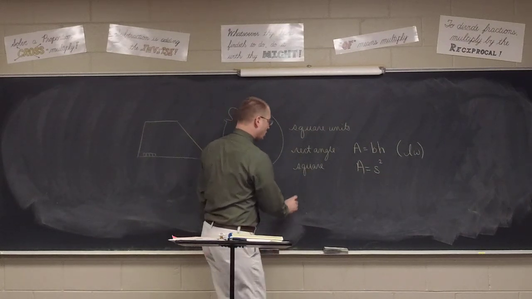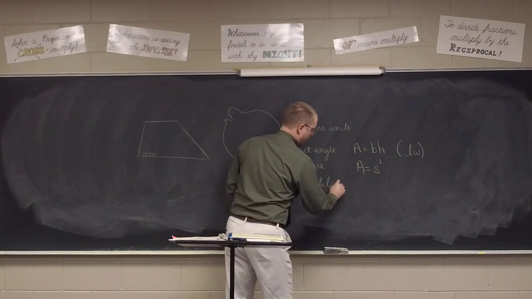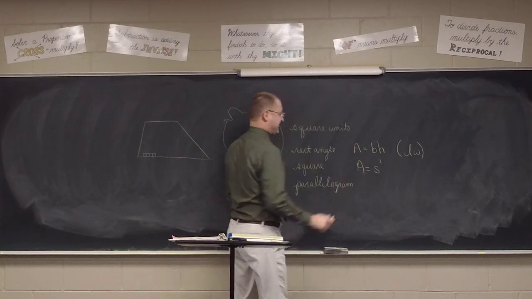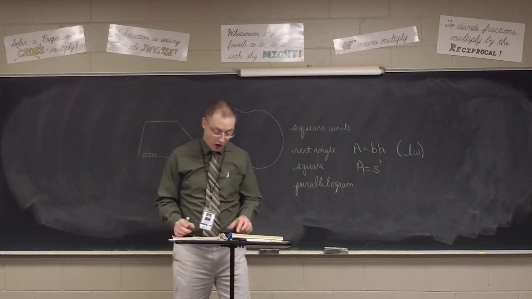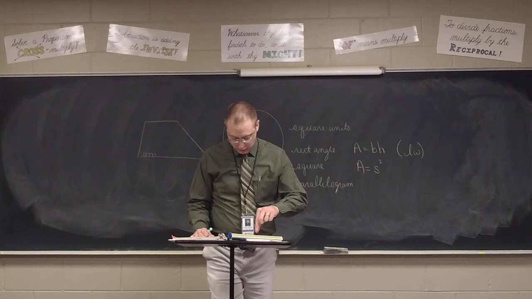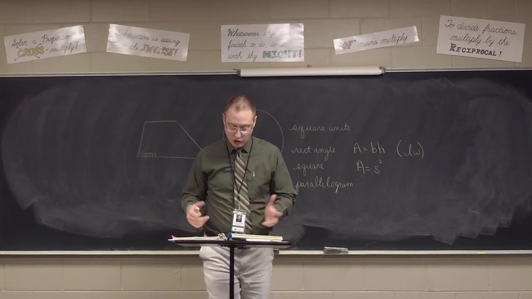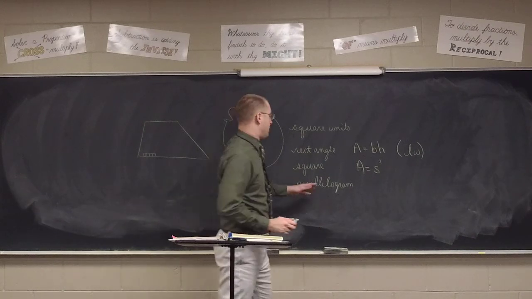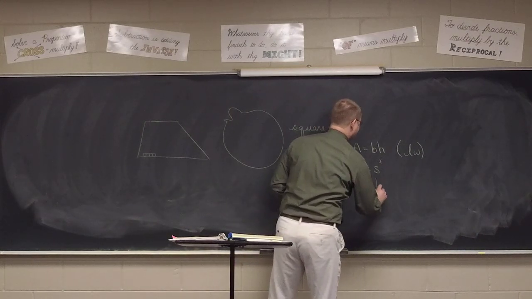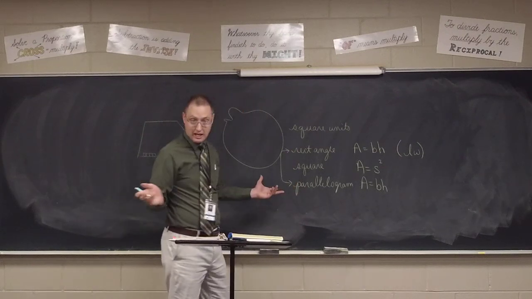A parallelogram, as you may recall from years gone by, is basically a slanted rectangle. You could cut off a little piece of parallelogram, the angled part, and move it to the other side to turn it into a rectangle. So therefore, a parallelogram has the exact same area formula as the rectangle does.